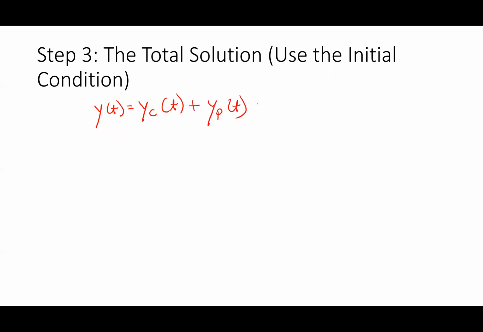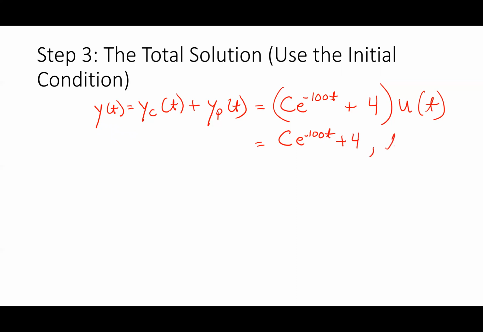Okay. And I say that that is equal to c e to the negative 100t plus 4 times u of t. Or equivalently, I'm going to say it's c e to the negative 100t plus 4 for t greater than 0, right? That's a little easier to solve, okay? So, how do I solve for c, the thing I don't know?